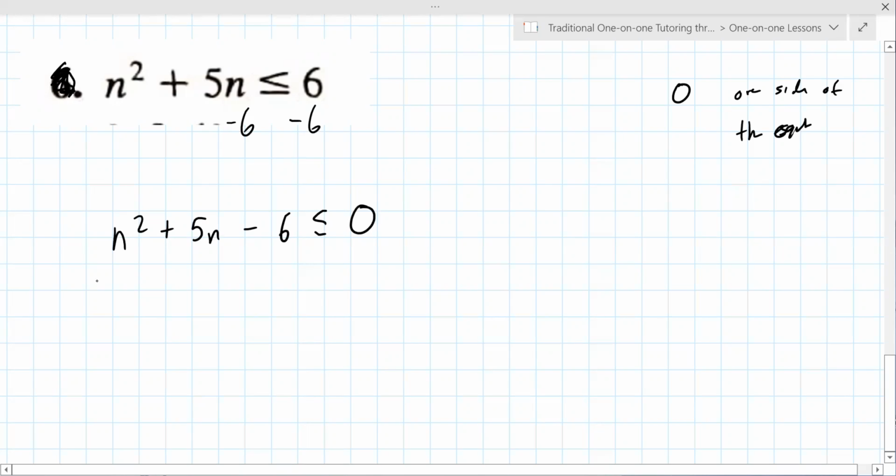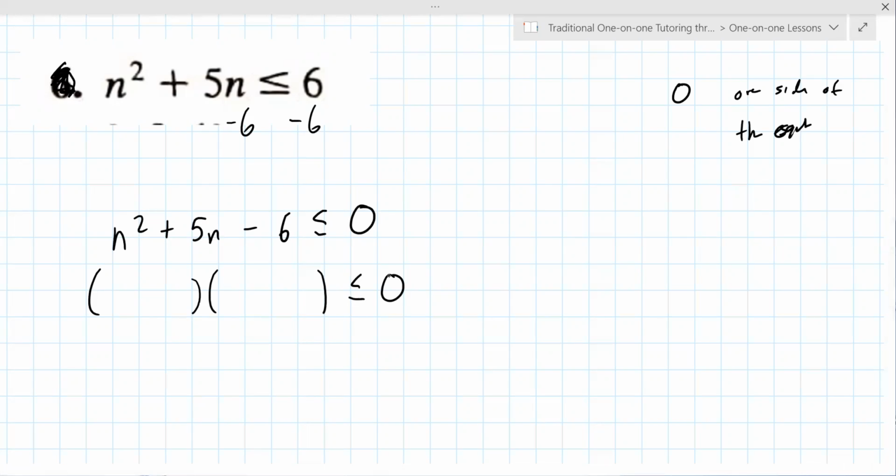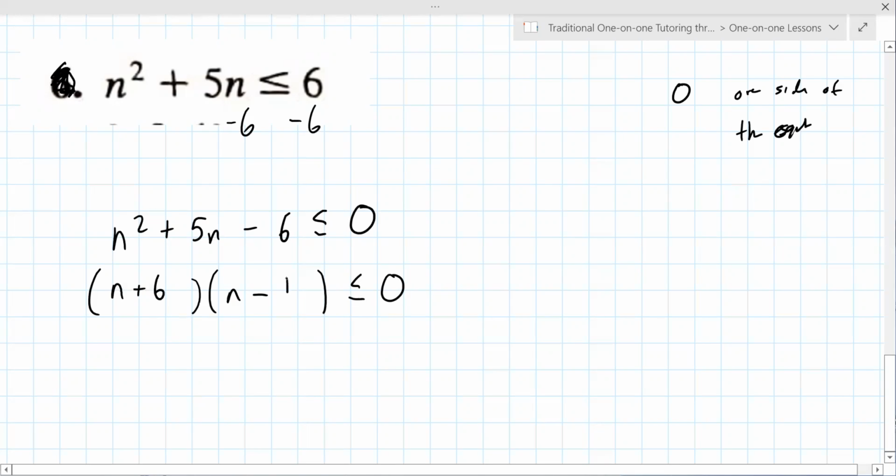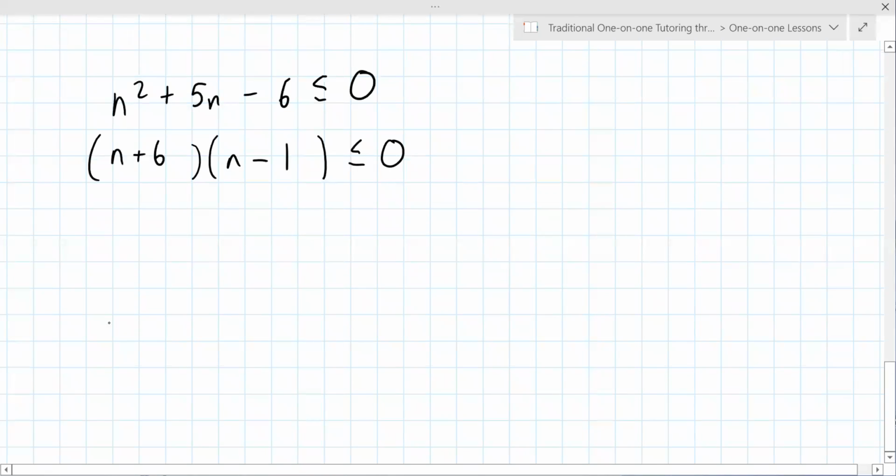Now, can you factor this for me? Two numbers that multiply to -6 but add up to +5. Oh, 6 and -1. N plus 6, n minus 1. Very good. Now, what are the two places on the number line where it equals 0? That would be -6 and 1. Like this. Would you agree? -6 and 1. Yes. So the -6 on the left, on the right.